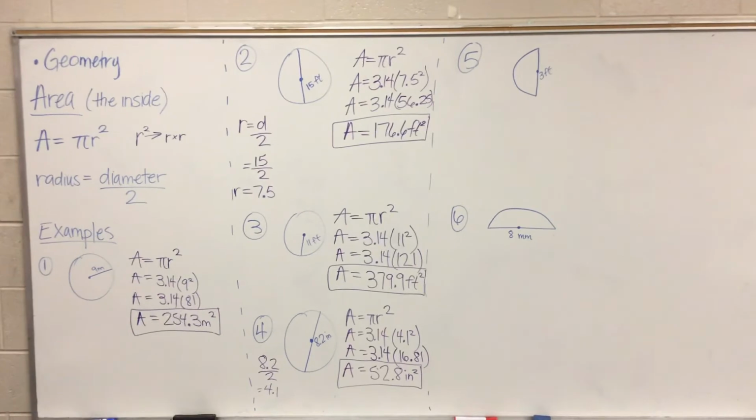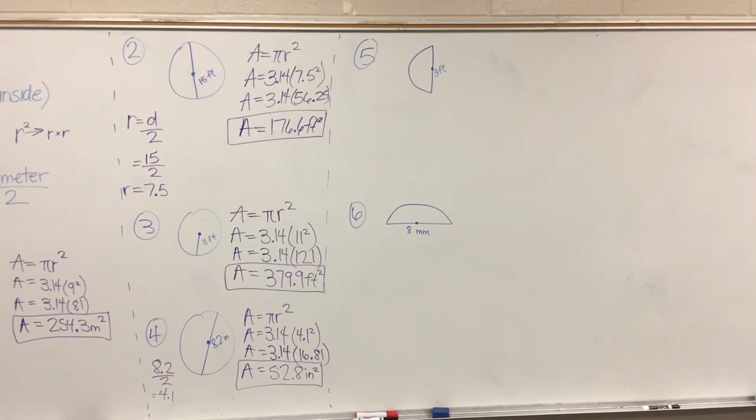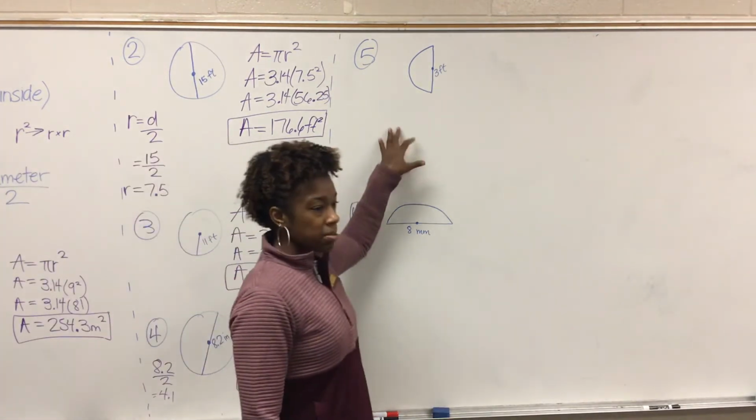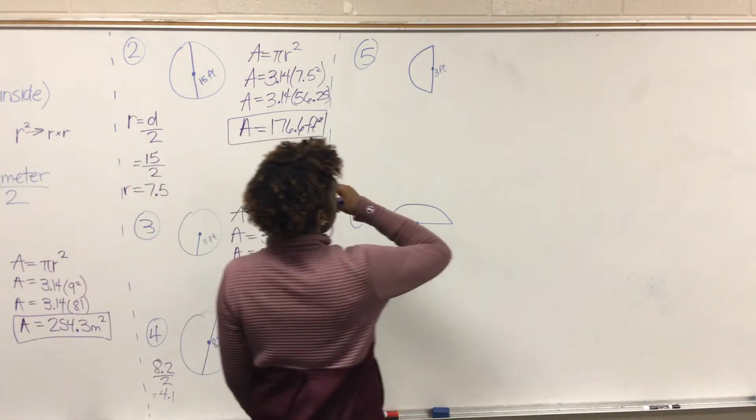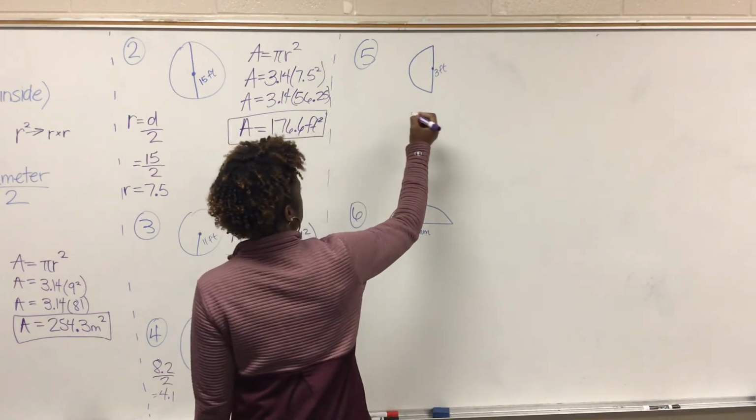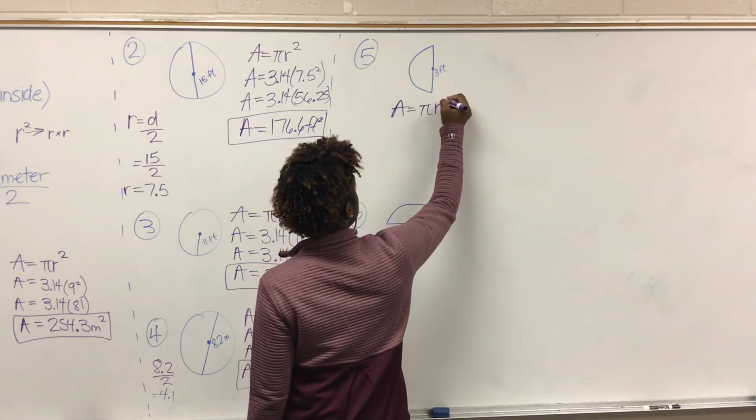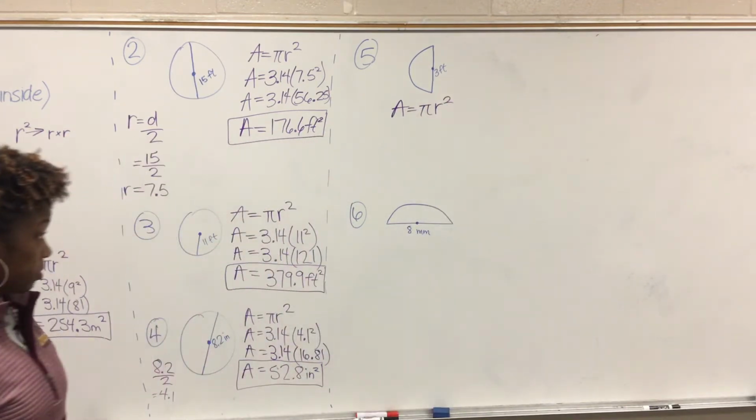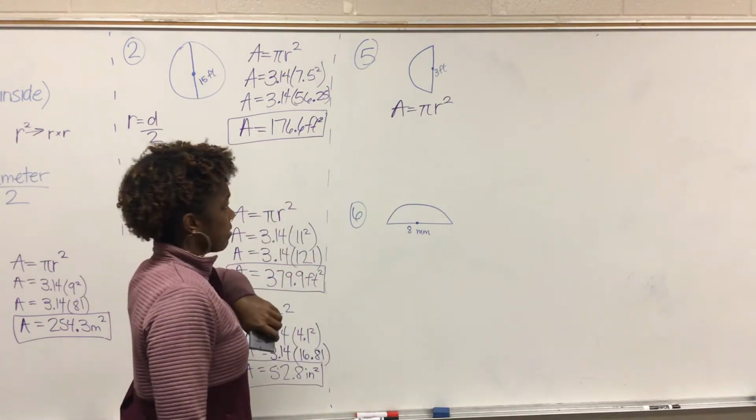Last 2 examples we have today look a little different. The only difference is, at first we started with a circle, now we have a semicircle. But we're going to work it out the same way as if it is a circle, and then we'll see what we need to do at the end. First things first, I need to write my formula. A equals pi r squared. I do not have a radius, so I need to figure that out first.